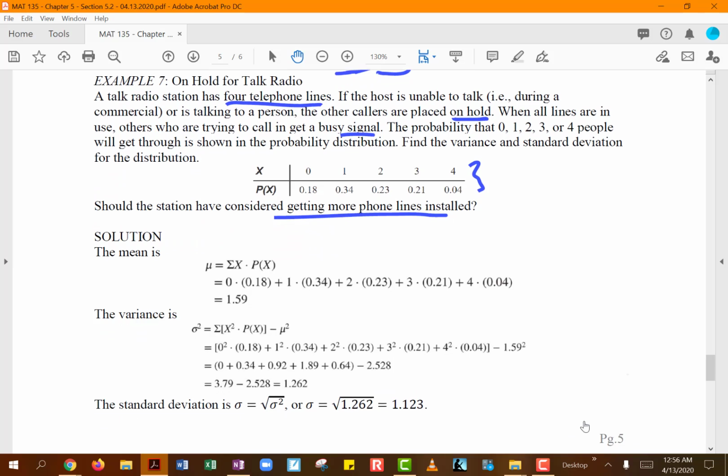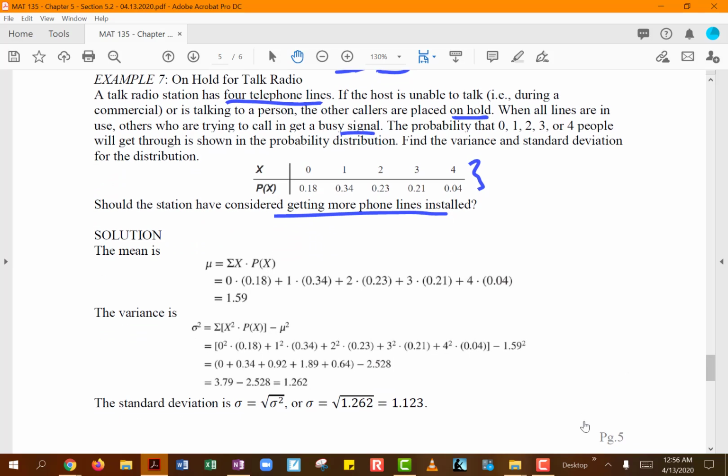So let's take a look at what kind of numbers we have here. So we start by calculating our mean. So again, that's 0 outcome multiplied by 0.18, 1 times 0.34, 2 times 0.23, and going all the way to our 4 callers over here, which is giving you a mean of 1.589. So we are saying 1.5 people are still getting through, right?